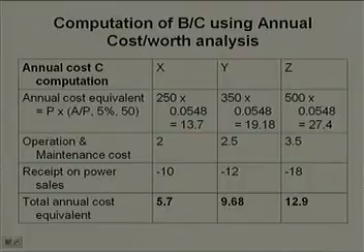You can just see the bottom row of this. Total annual cost equivalent is coming to be 5.7 million for X, 9.68 million for Y and 12.9 million for Z. So, this is as far as annual cost computation is concerned for all the alternatives. I could have calculated the present cost also for all the alternatives.